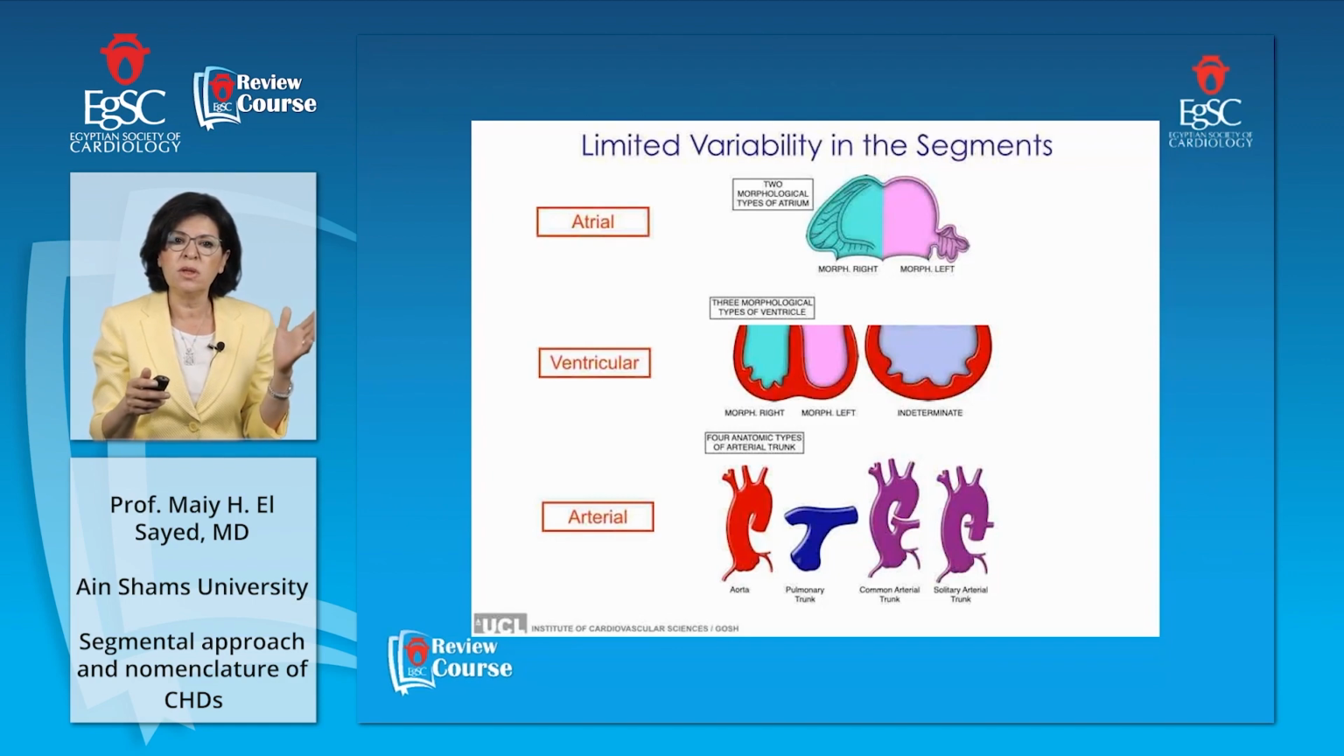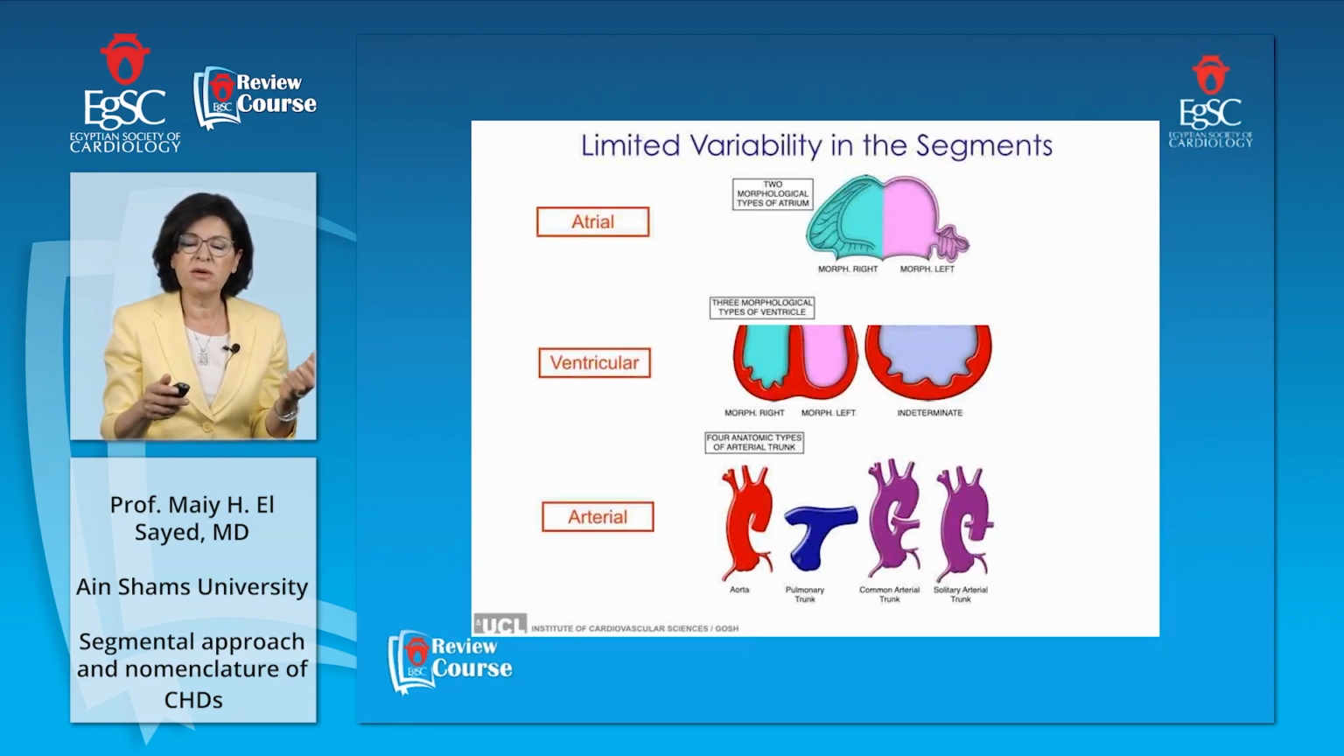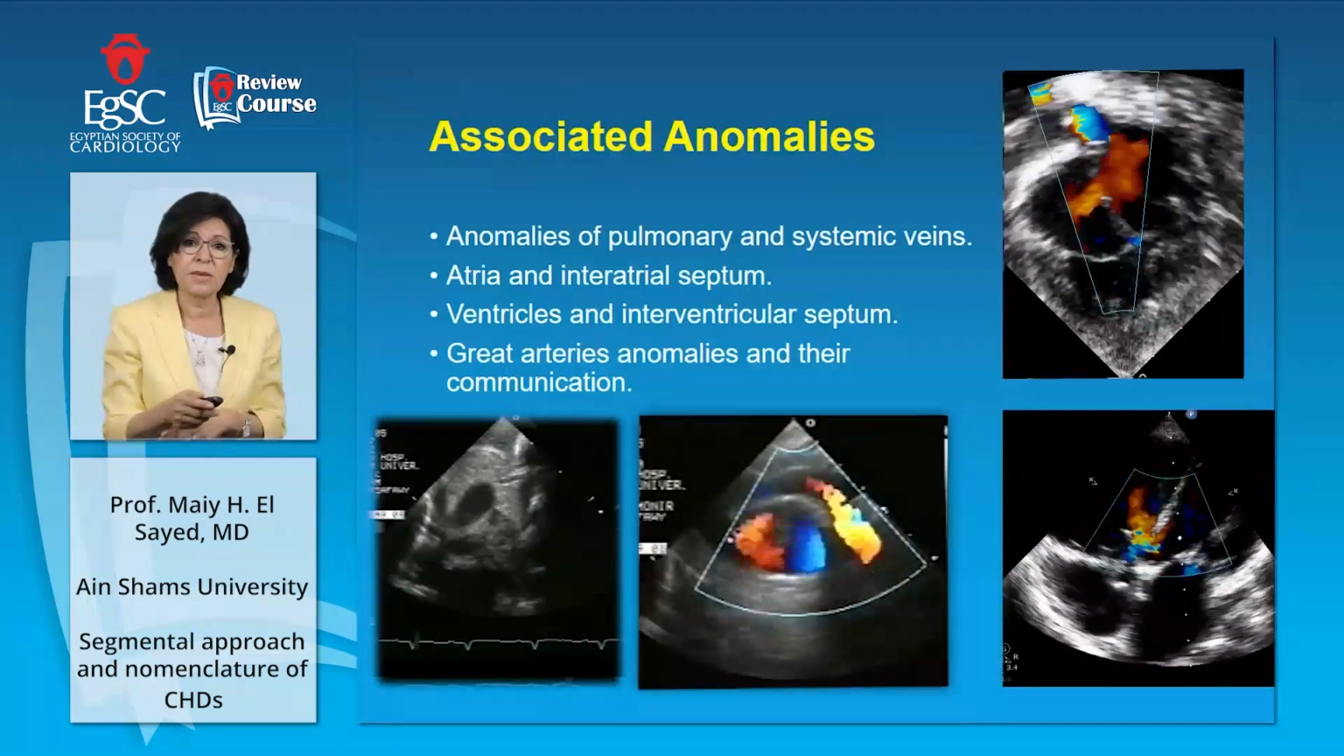You have two morphologic types of atria. It's either right or left. And in ventricular, you have three types of morphologic ventricles. It's either a right ventricle, a left ventricle, or an indeterminate ventricle. And then for the arterial tree, there are four types, which is either an aorta, pulmonary artery, common arterial trunk, or solitary arterial trunk. So there is limited variability in the segments.